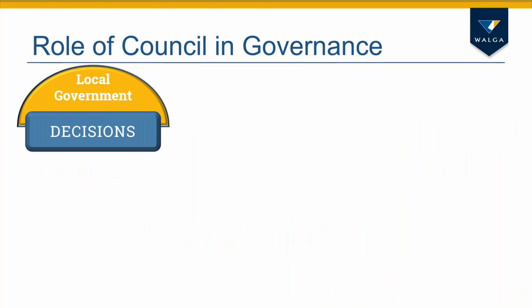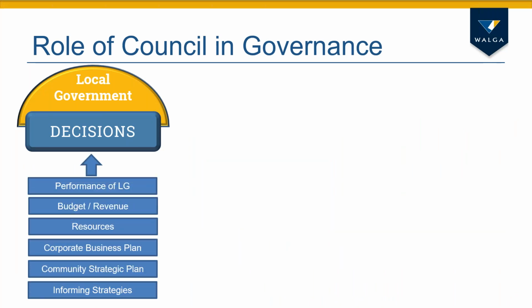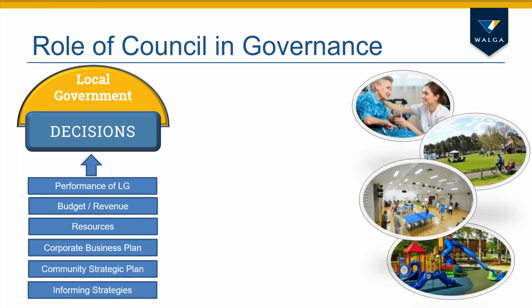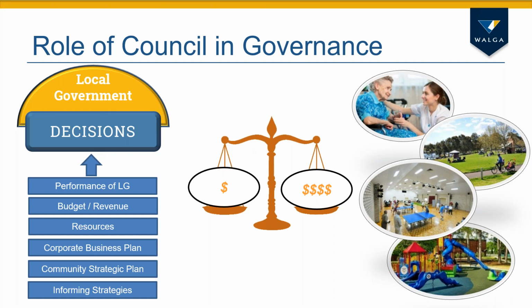When making decisions, the Council must consider each decision within the relevant governance influences, which will always include the community strategic plan, any relevant informing strategies, the agreed priorities within the corporate business plan, and the local government's financial and resource capacity. However, the community, and often very noisy parts of the community, will have expectations for the types of facilities and services they would like to have, and the Council is required to make the difficult decisions to achieve a balance between what the community wants and the available finances and resources now and into the future.